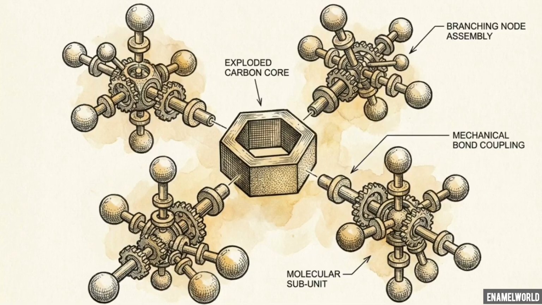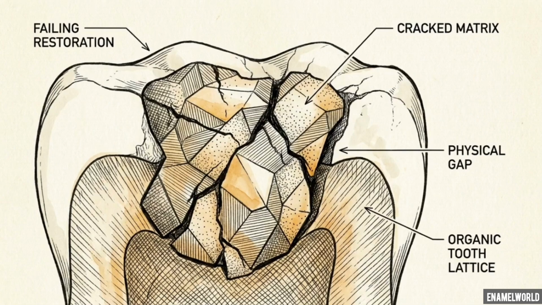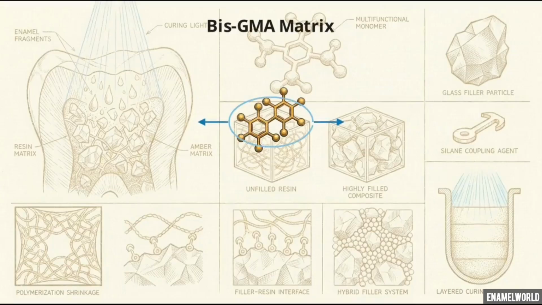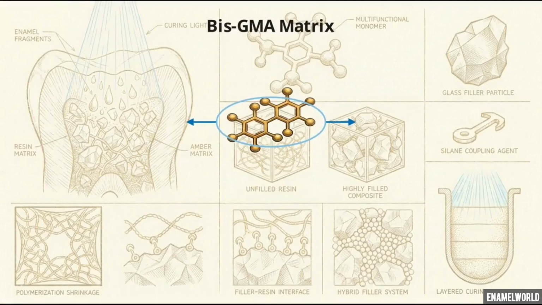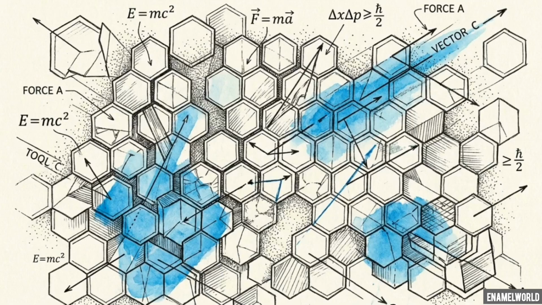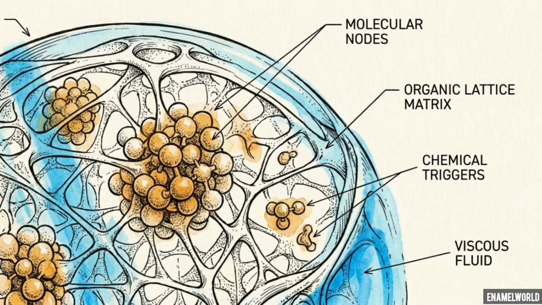The foundation of the fluid continuous phase is a heavy monomer, typically bisphenol A glycidyl methacrylate, or bis-GMA. To understand why clinical restorations fail and how modern materials survive, we have to deconstruct the nanoscale physical limitations of this base monomer and examine the engineering required to bypass them. Embedded within the bis-GMA resin is a chemical initiator system, most commonly camphorquinone paired with an amine accelerator.